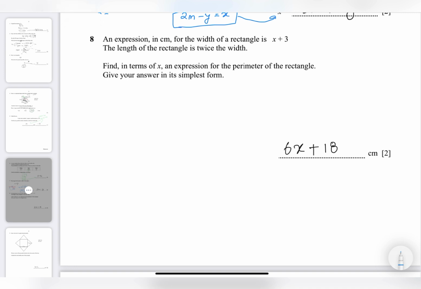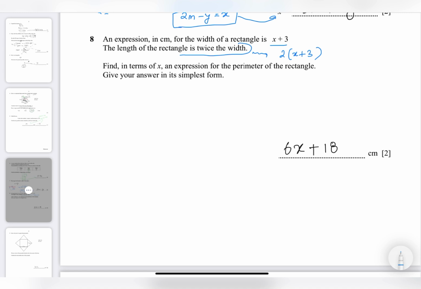An expression in centimeters for the width of a rectangle is this much. The length of the rectangle is twice the width. So let's just write down. Twice the width means, repeat after me. What is twice the width? Width is x plus 3. So length would be twice, that means 2 times x plus 3. Yes or no? To make it twice, we multiply it by 2. If it would have been thrice, we would multiply it by 3.